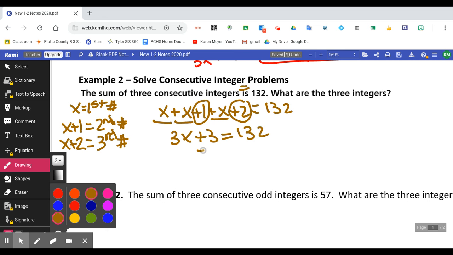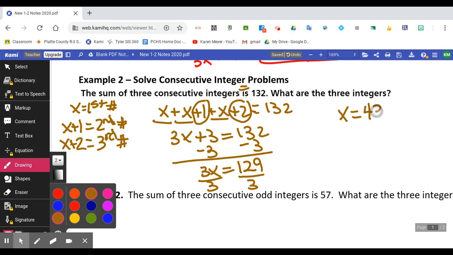So now we get rid of 3 by subtracting on both sides. So 3x equals 129. Divide both sides by 3. So x equals 43. So my first integer is 43.